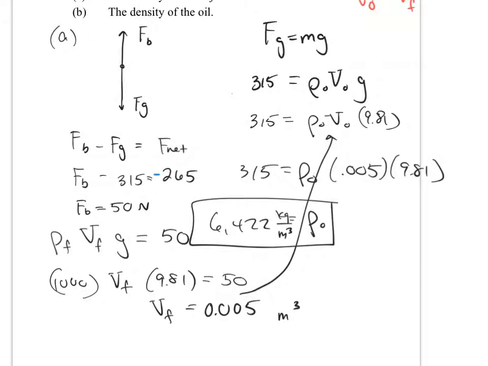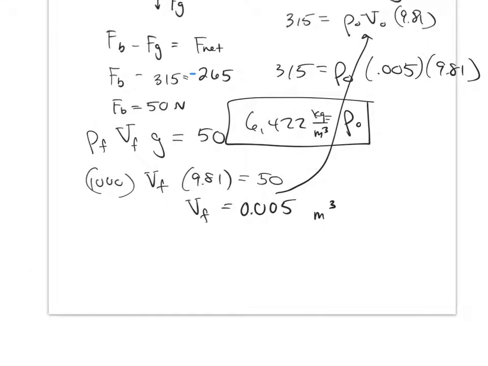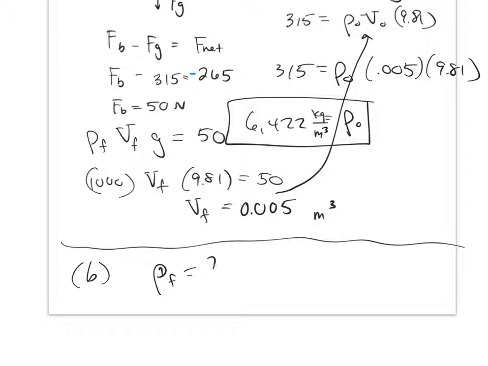Now, in part B, oil is now the fluid. In part B, oil is the fluid. And in part B, we're trying to figure out what is the density of the oil. That's what we're trying to figure out now. Again, same problem really, but now we're trying to find rho F, and instead we have rho O.